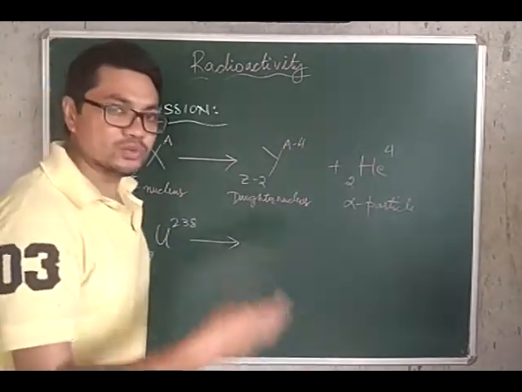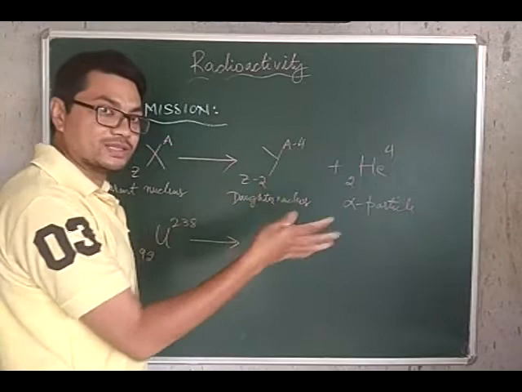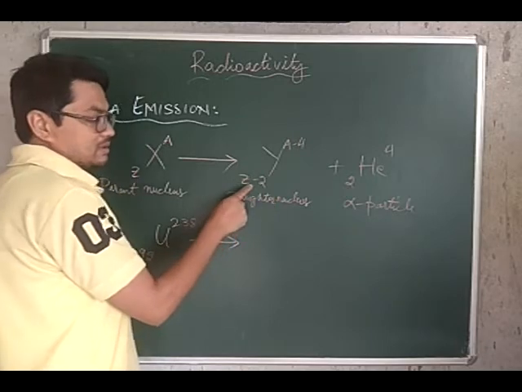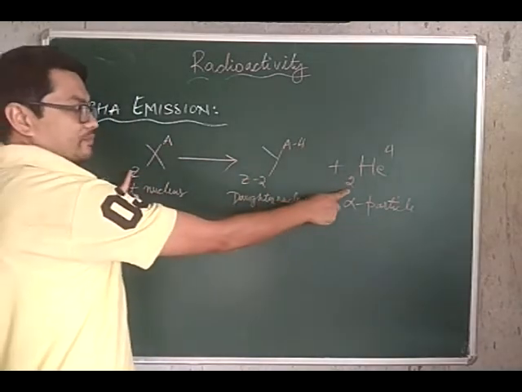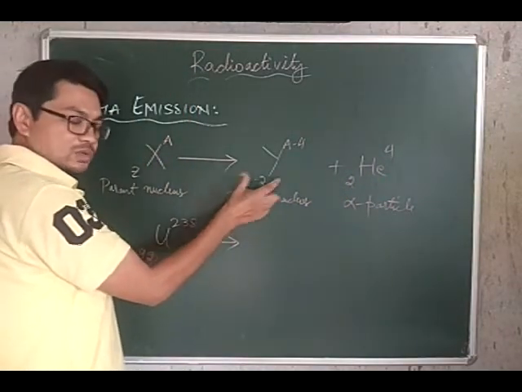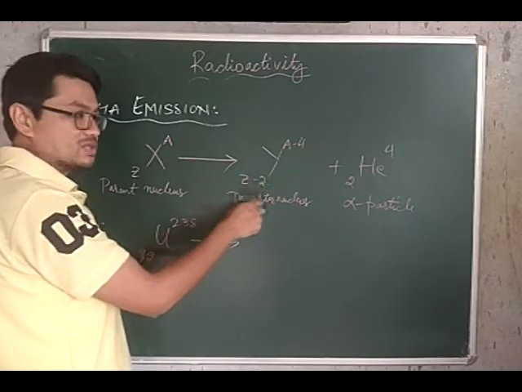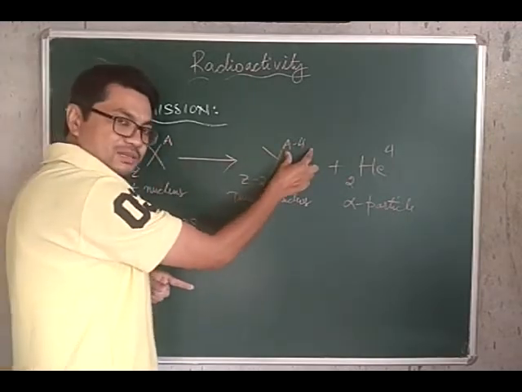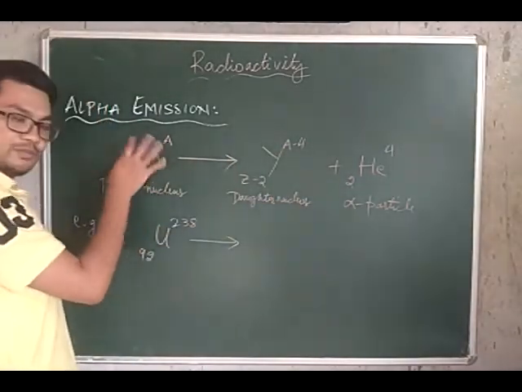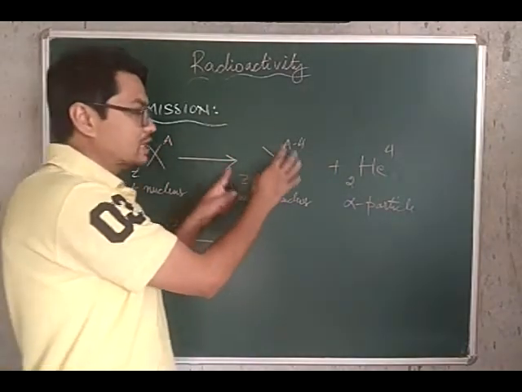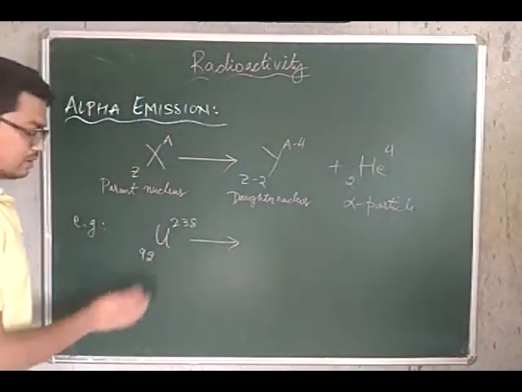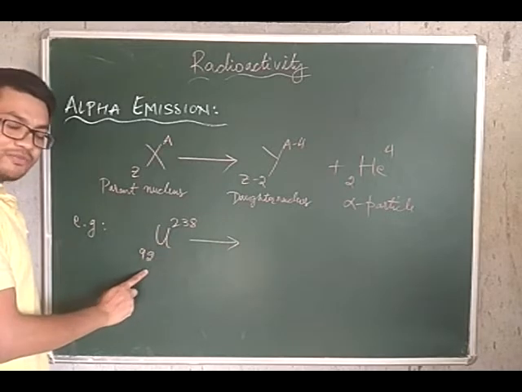So to say, altogether a new nucleus is formed. And this nucleus has atomic number Z minus 2, since the atomic number of helium is 2. So the atomic number of the daughter nucleus is Z minus 2, and there will be a decrease in the mass number of the daughter nucleus by 4. So this is what happens. Altogether, this parent nucleus becomes a new nucleus with the emission of an alpha particle. For example, you have, say, uranium-238 having atomic number 92.